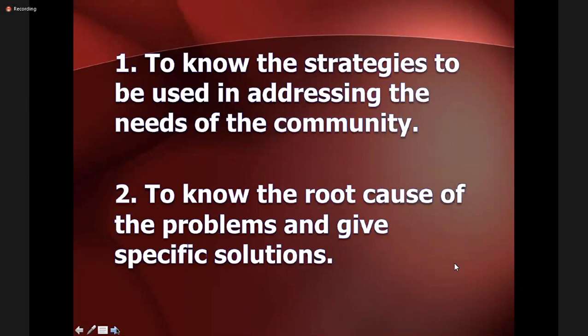Or if you identify intestinal parasitism, wala naman pala talagang sanitary toilet na meron dun sa community na yun.